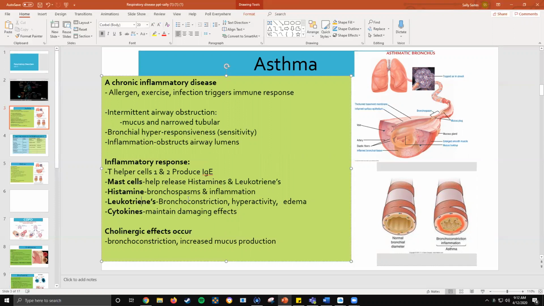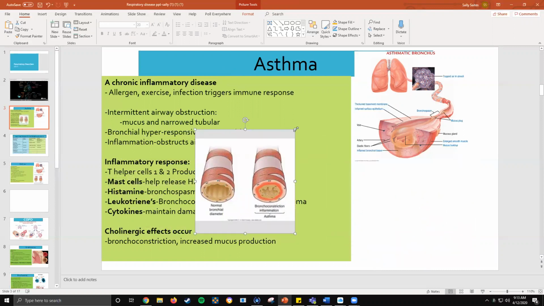But sometimes it goes a little bit too far because we do have to breathe. And so the mucus and the constriction can become too much. We also have a cholinergic effect that occurs, which is bronchoconstriction and increased mucus production. So I have bolded these because some of these you're going to need to know: the mast cells, histamines, and leukotrienes, and the cholinergics we use to help reverse this inflammatory process a little bit so at least your patient can breathe.